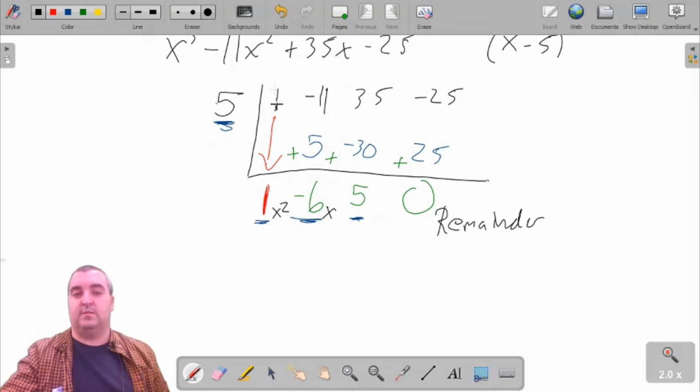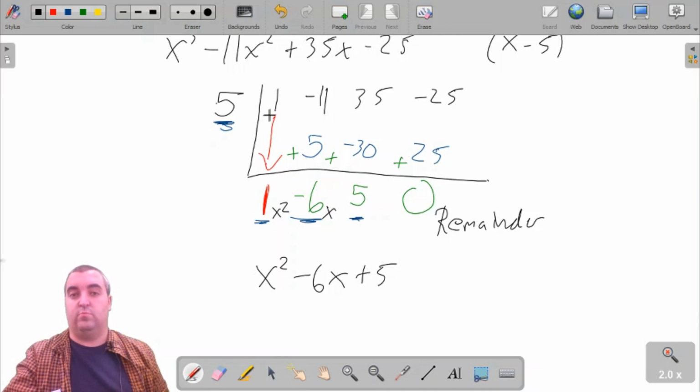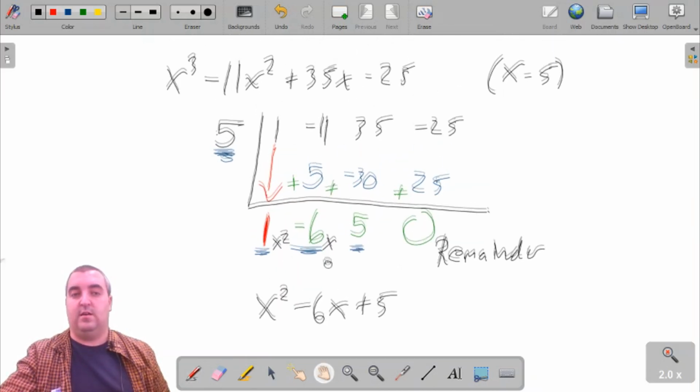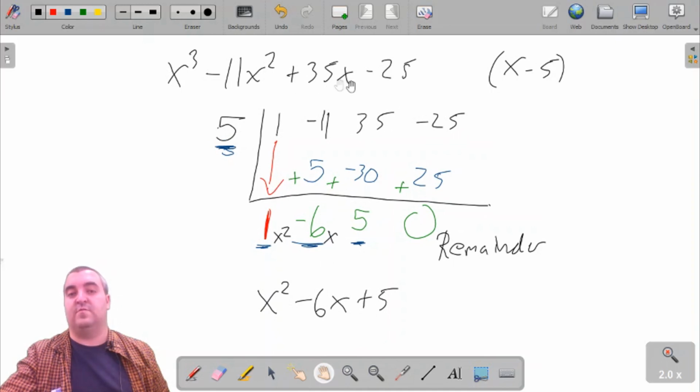So that means that after we do this synthetic division, we would be left with x squared, 1x squared, if you want the 1, minus 6x plus 5. And then from there, we've done the division. So we have done x cubed minus 11x squared plus 35x minus 25 divided by x minus 5. And our answer was x squared minus 6x plus 5.